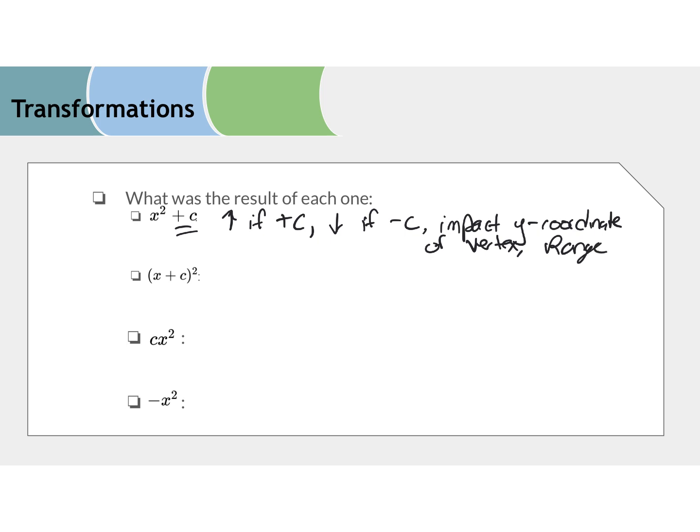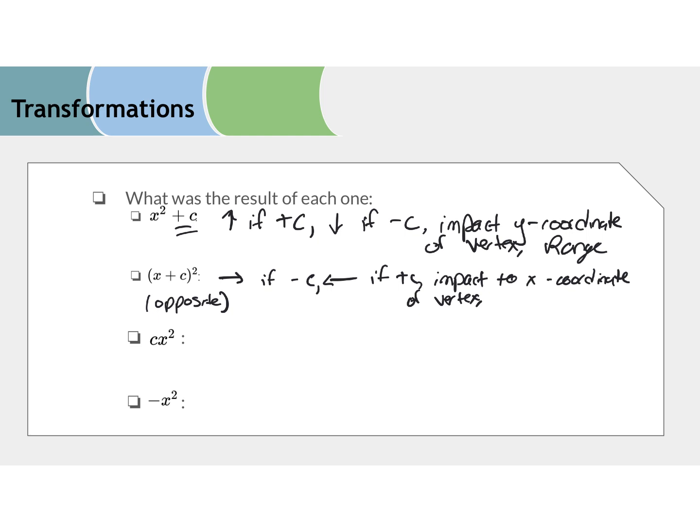If you have a plus c on the inside, it's actually going to move to the right if it's a minus c, and it's going to move it to the left if it's a plus c. It does the opposite. This is the tricky one for a lot of people. What this is going to do is it's going to impact the x-coordinate of your vertex. It's not really going to do anything to your domain because your domain always changes, so you don't have to worry too much about that.